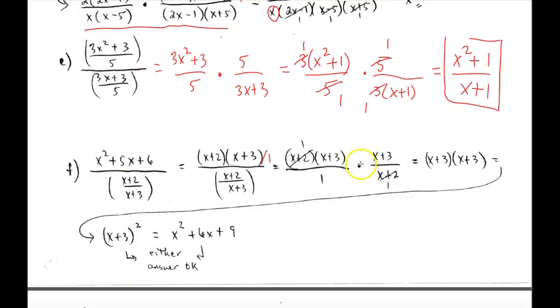Change division and multiplication, and then flip. And so that's why we have x plus 3 divided by x plus 2. In fact, reduce the common factors of x plus 2 to 1, and then we just write what is left. Okay, and from there we have 2 factors of x plus 3 in the numerator. So we know that that'll be x plus 3 quantity squared, or we could FOIL that out, and it'll be x squared plus 6x plus 9. Okay? Either answer is acceptable.